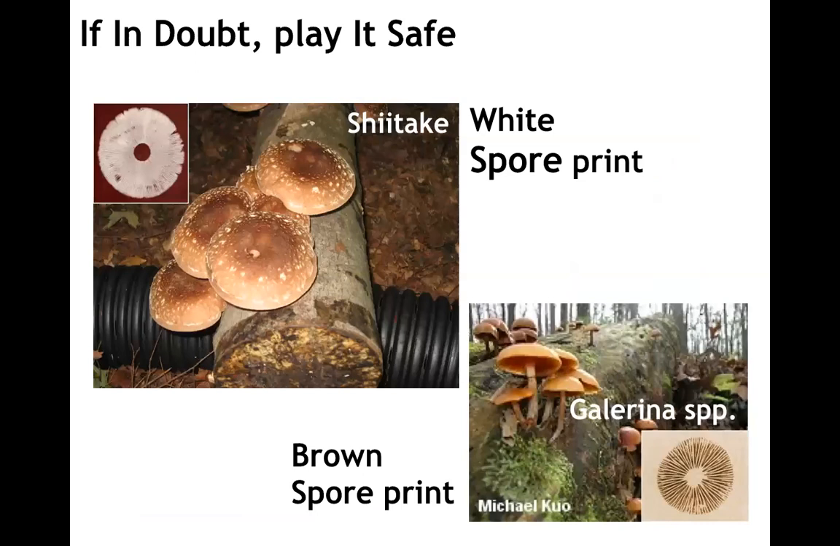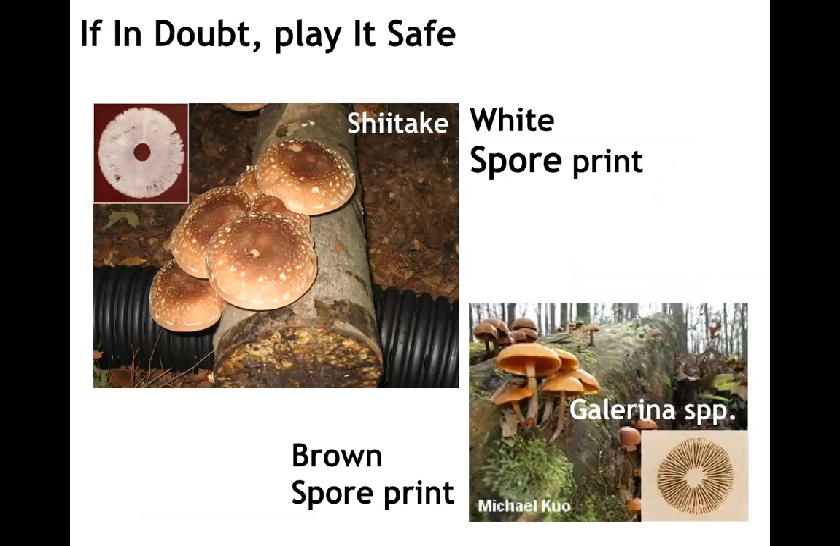So for instance, log-grown shiitake, we're going to focus a lot of that on the course. It has a white spore print. A mushroom I would be concerned of misidentifying shiitake for would be Galerina, which will kill you. Galerina has a brown spore print. So just on that information alone, if I wasn't sure, I could take a cap of fresh mushroom, I could do a spore print. If it's white, I'm in good shape. If it's brown, I'm not.